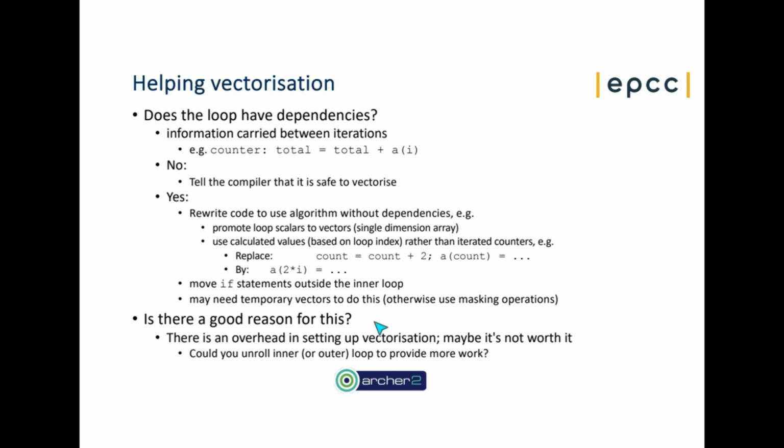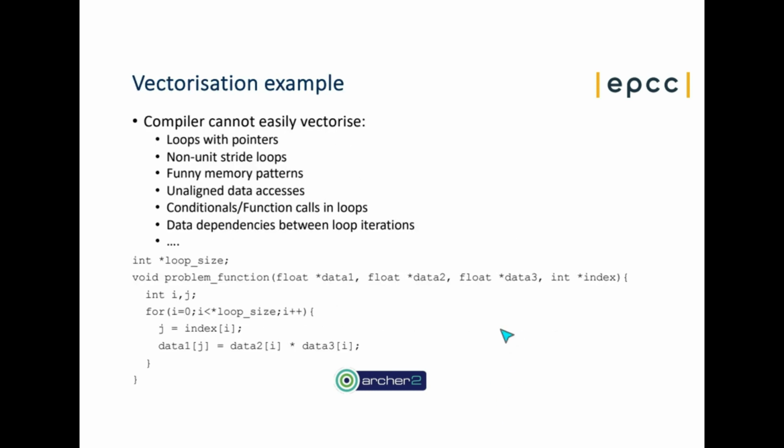Sometimes it might be the case where the compiler just decides that it's not worth vectorizing. That's maybe in the case where there simply aren't enough instructions in the loop. So perhaps loop unrolling might help. So you have loops which mess around with pointers, non-unit strides, so strange memory access patterns, unaligned data accesses, conditionals, data dependencies. These can all cause problems.